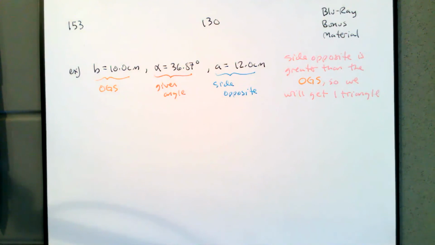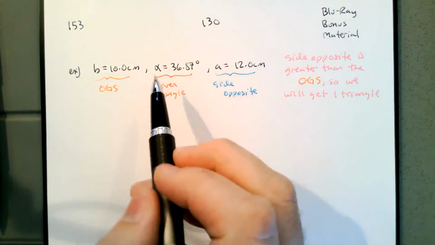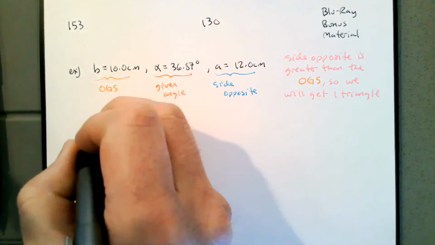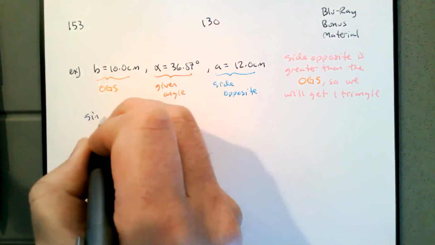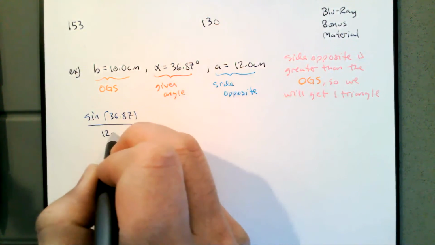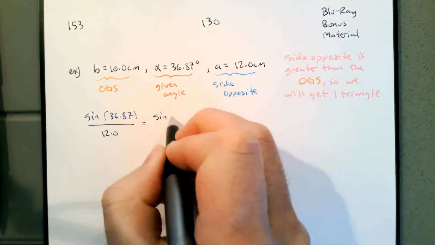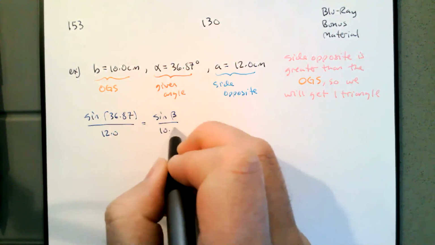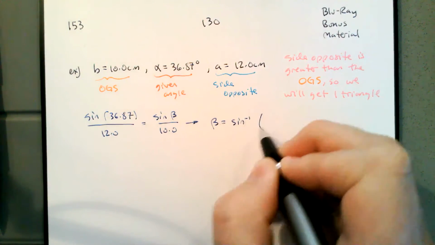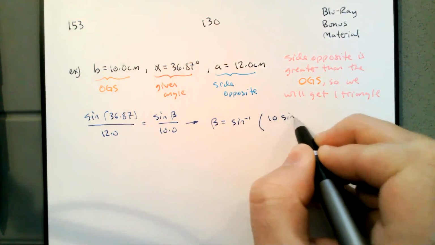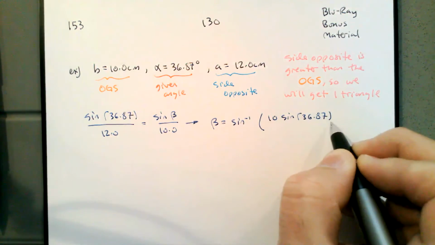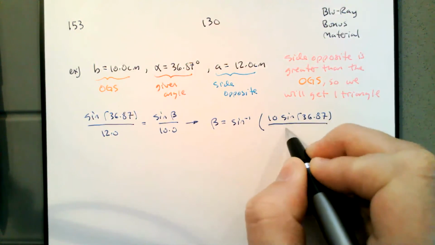So this is the ambiguous case of the law of sines because I have a side opposite a given angle, but another side rather than another angle. We set things up the same way. We take the sine of 36.87 and divide that by the 12. And this should equal the sine of beta over 10. We solve for beta in the same way by taking the sine inverse of 10 sine 36.87. That's the height, the 10 sine 36.87, divided by the 12.